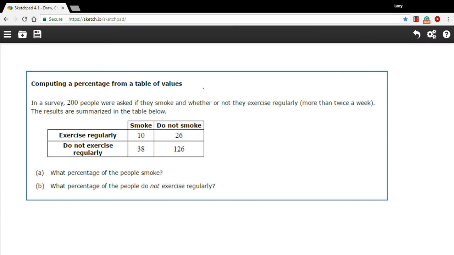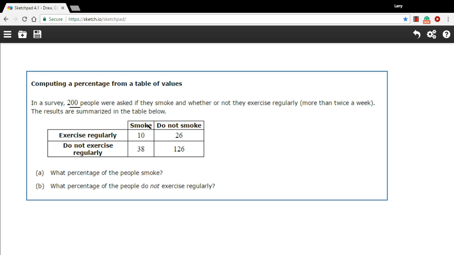In this problem, we're being asked to compute a percentage from a table of values, and they've got a couple of criteria here, and they've split them up in this sort of 2x2 table. With problems like this, it really helps to read the problem where they tell you how many people are total in the survey. So in this one, it says in a survey, 200 people were asked if they smoke and whether or not they exercise. So that's our total. That's going to be useful.